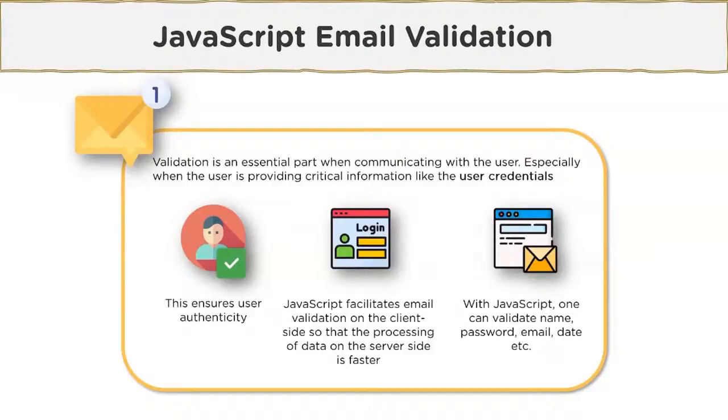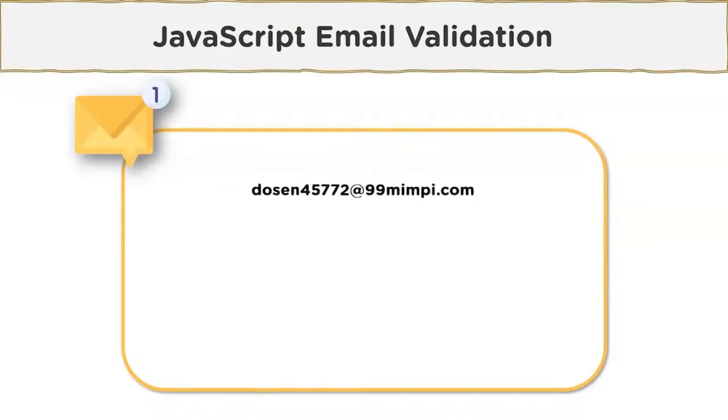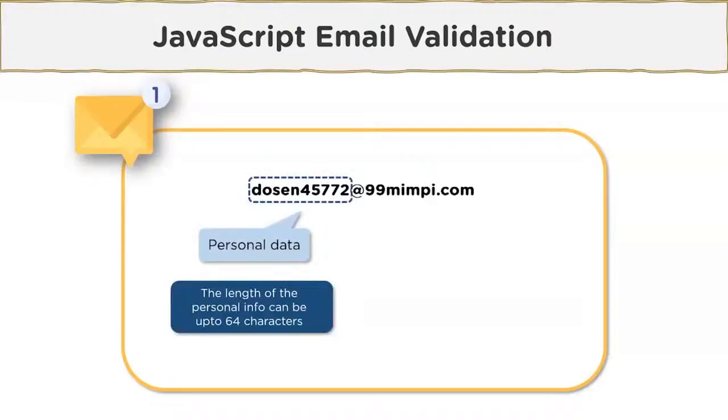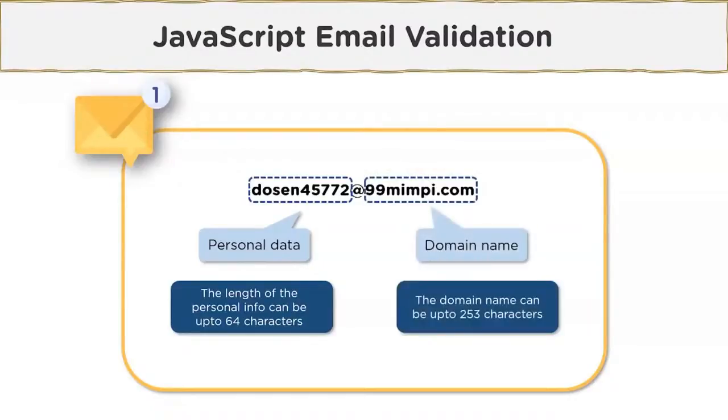Now, I'm sure everybody has used email IDs, right? So here's a dummy email ID for you. One thing that you must have noticed is that all IDs come with an @ symbol. Now, the first part before the @ character is the personal data. Here it could include your name, you can provide digits, etc. The length of this personal information can be up to 64 characters. And following the @ character, you have the domain name. The domain name can be up to 253 characters.